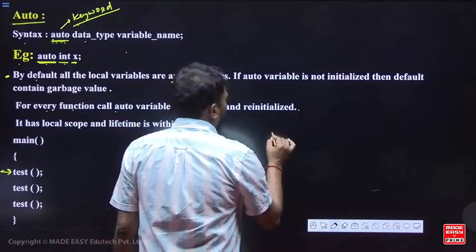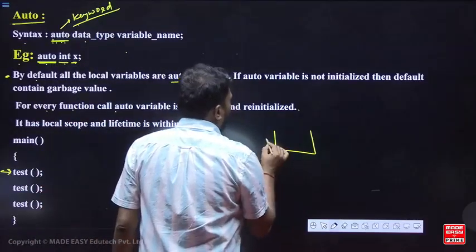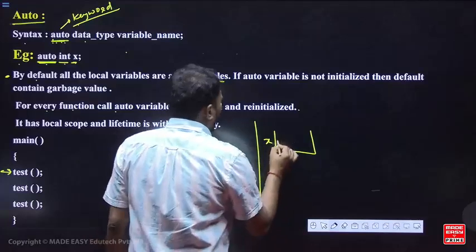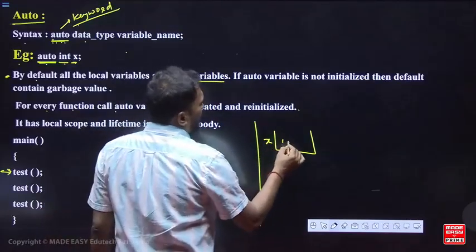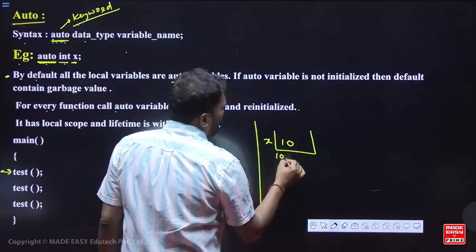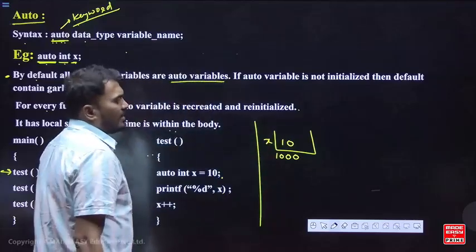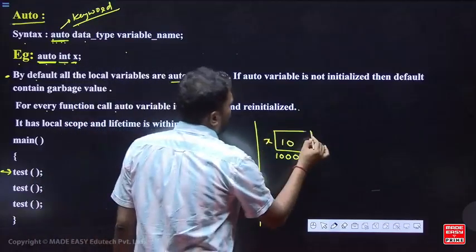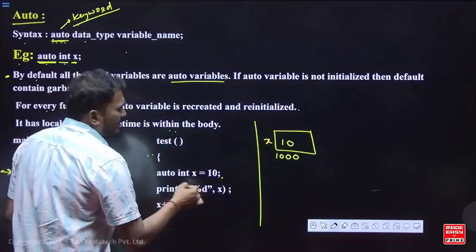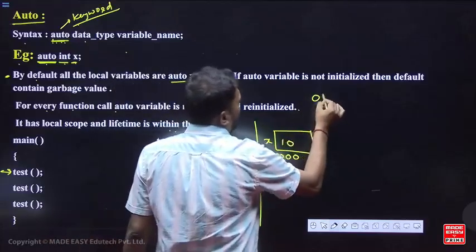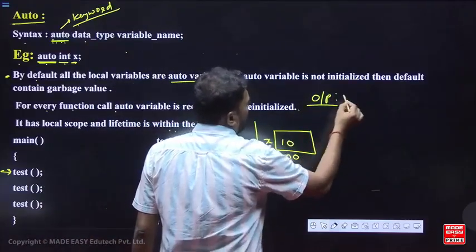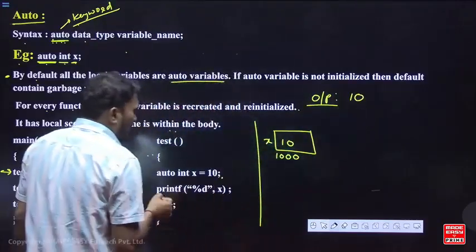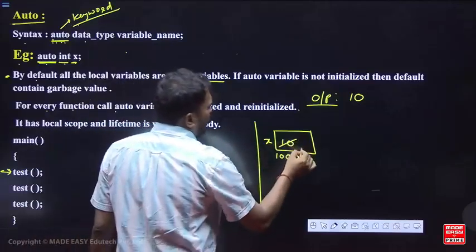In the stack segment, please understand here, variable x is allocated, and it is initialized with what? 10. Let us say the address is 1000, just an example. Address location is 1000. And next, when you say printf %d x, tell me what output it will print? What is the x value you are having? 10.